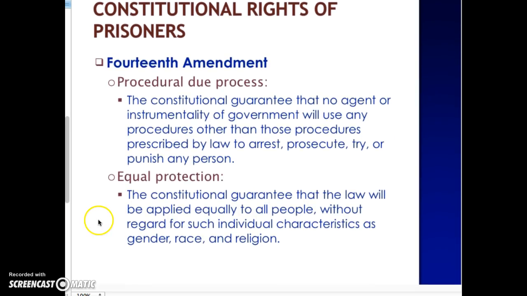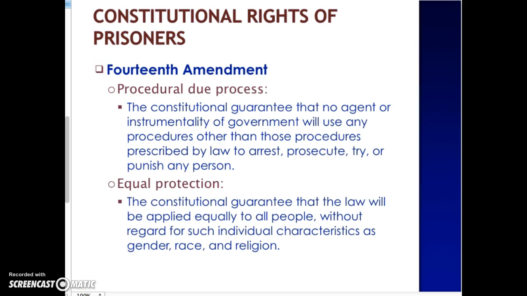And finally, the 14th Amendment. The 14th Amendment has to do with procedural issues, which is no different than what you and I experience on the outside. It is the constitutional guarantee that no agent or instrumentality of the government will use any procedures other than those prescribed by law to arrest, prosecute, try, or punish any person. The Equal Protection Clause is the constitutional guarantee that the law will be applied equally to all without regard for individual characteristics such as gender, race, and religion.